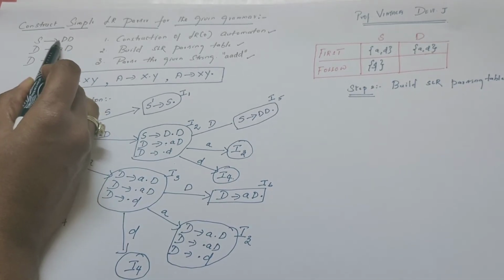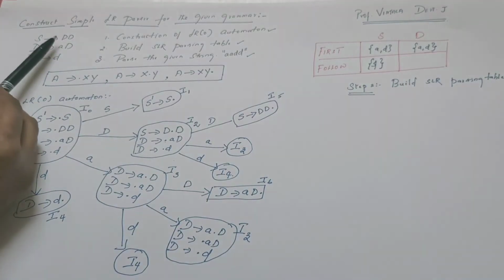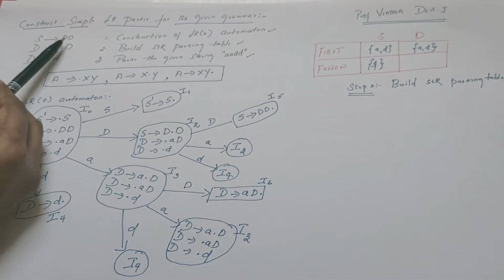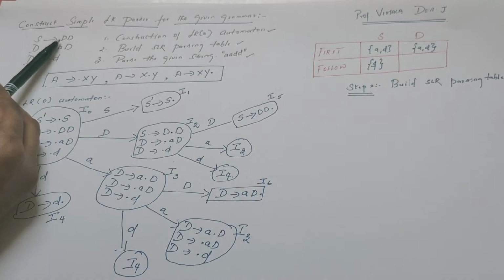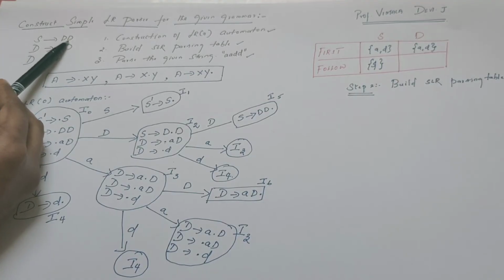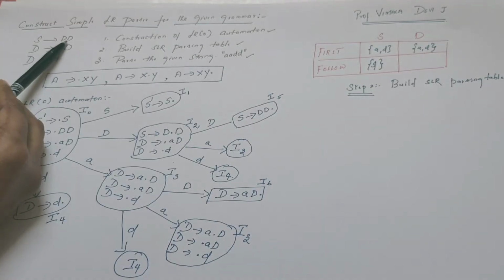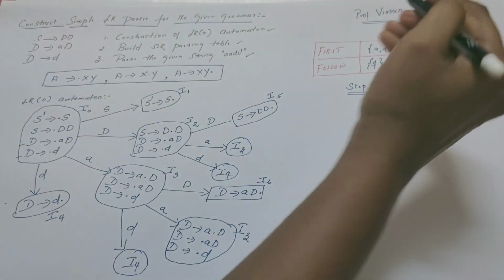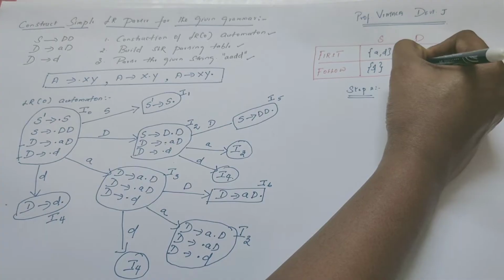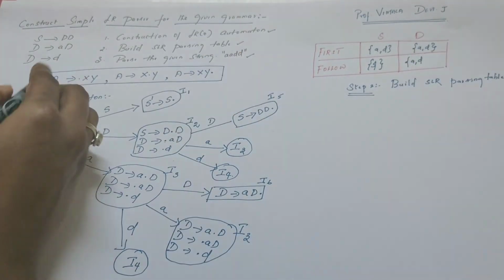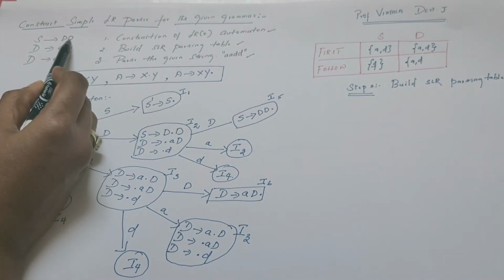And D is present twice. So first D, if you try to compute the follow of D, we have to consider the first set of D, isn't it? Because after this D, there is a symbol that follows it, so we have to include A as well as D here.